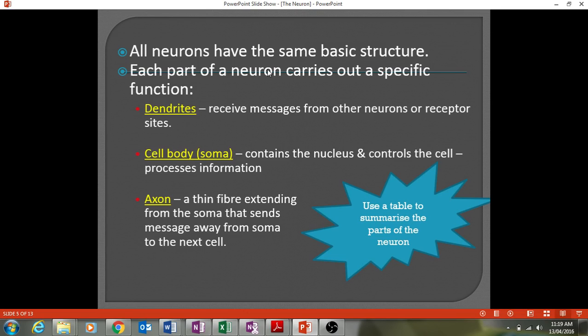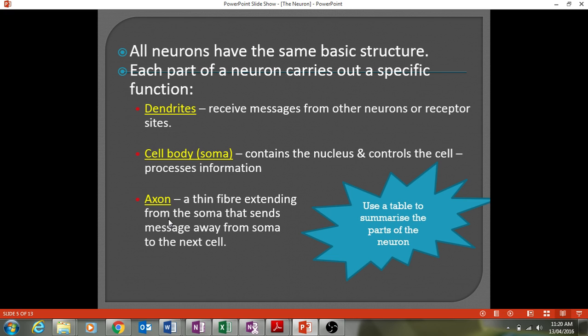We need to know the function of the different parts of the neuron. You might like to create a table to summarize this information. A dendrite is those branch-like features that receive messages from either other neurons or receptor sites. The cell body contains the nucleus, which ultimately controls the cell and has the DNA in it.